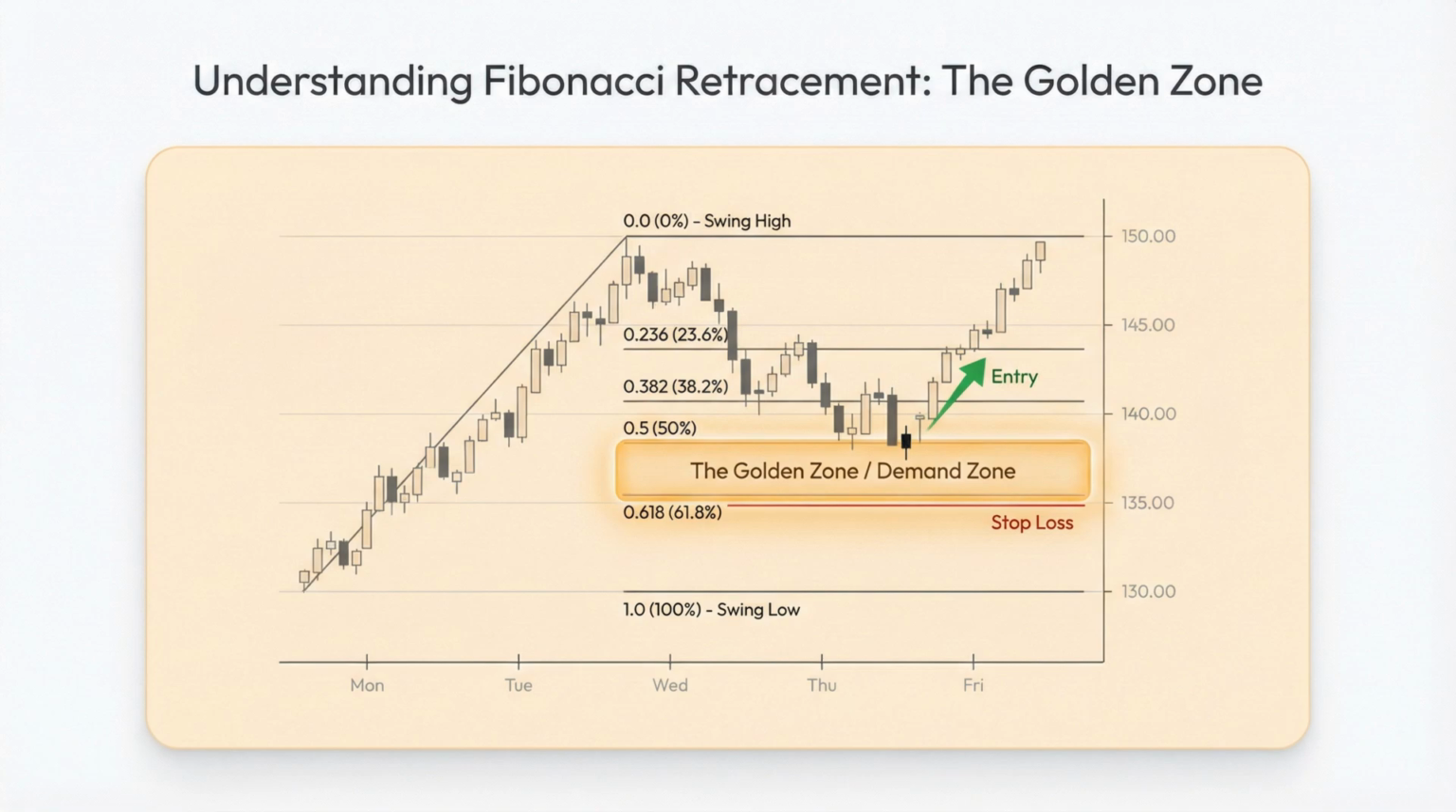A proper entry plan requires waiting for a clear reversal candlestick pattern or a strong volume breakout above immediate resistance. To protect capital, traders typically place a stop-loss order just below the previous swing low, or strictly below the 0.618 level, acknowledging that no strategy is flawless.